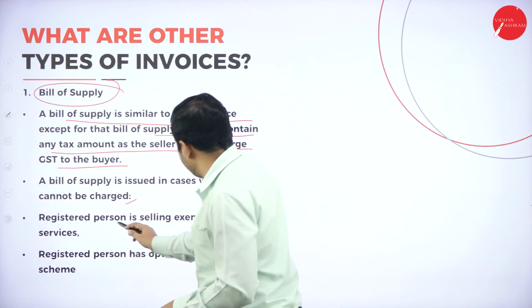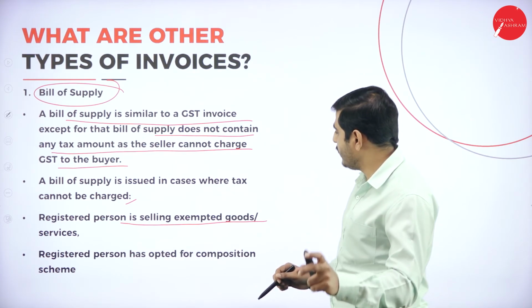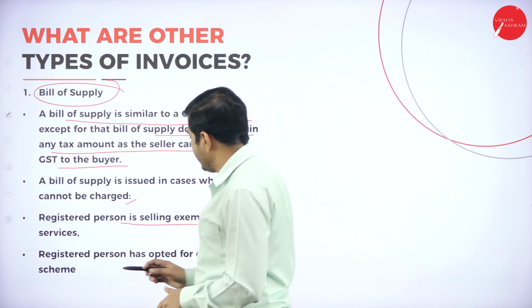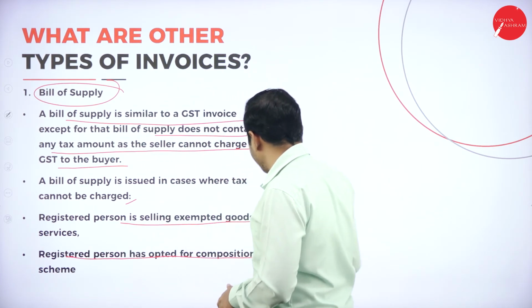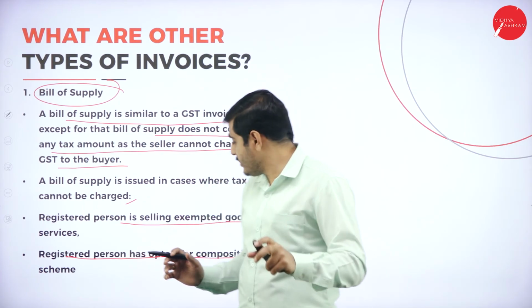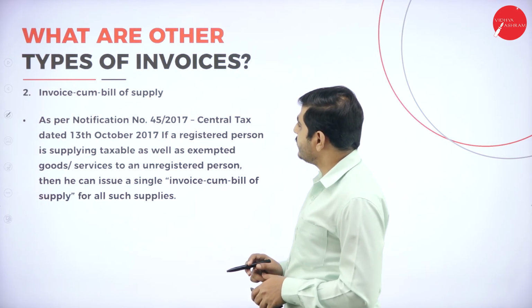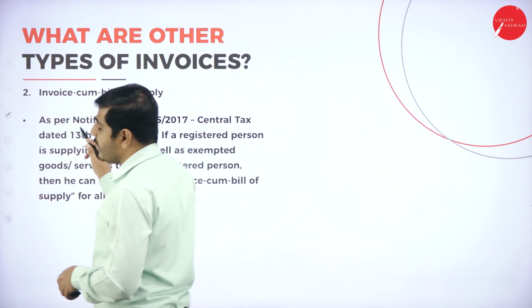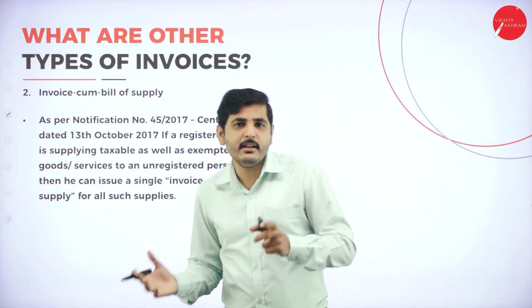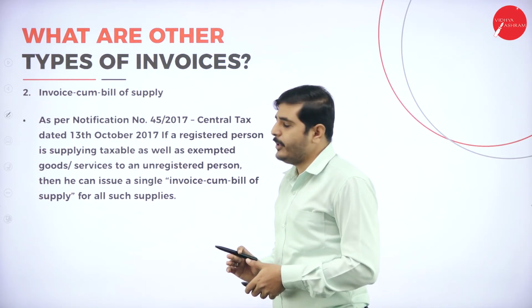Next one, a registered person is selling exempted goods or services. In that condition, the registered person will issue a bill of supply. Next one, the registered person has opted for the composition scheme. In that case also, he will issue the bill of supply instead of an invoice. Next one, invoice cum bill of supply. If the registered person is supplying both taxable products and non-taxable or exempted products, then he can issue the invoice cum bill of supply.